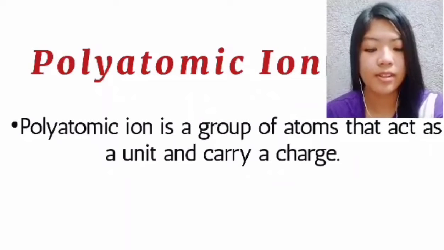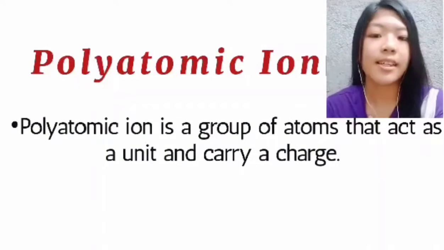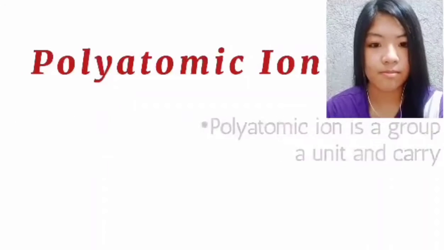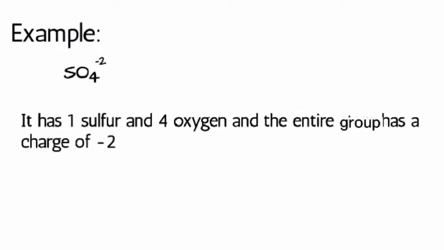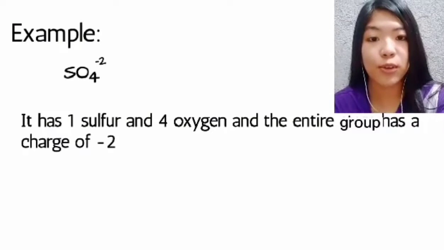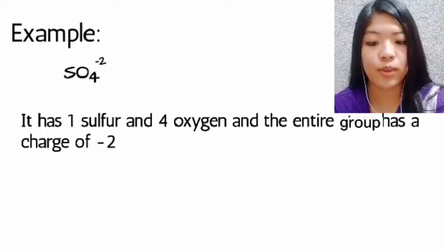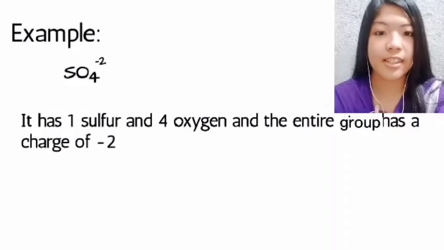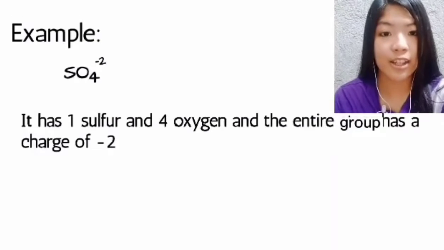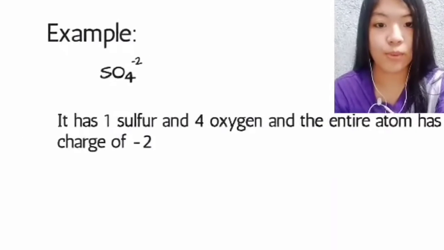Polyatomic ion. A polyatomic ion is a group of atoms that act as a unit and carry a charge. For example, SO4 negative 2. We can see here that it has 1 sulfur and 4 oxygen, and the entire ion has a charge of negative 2.